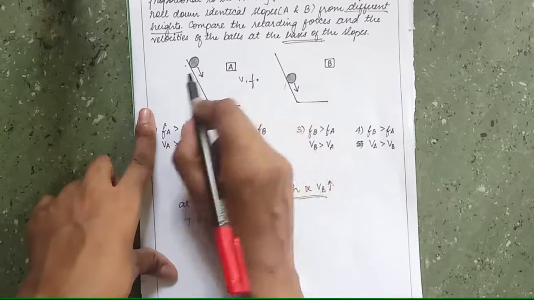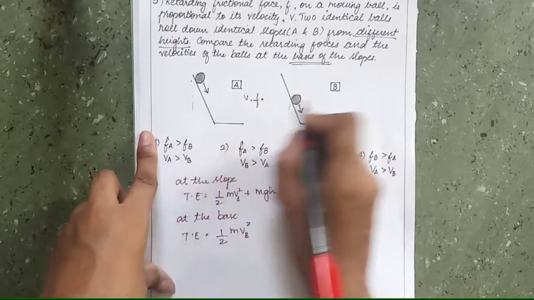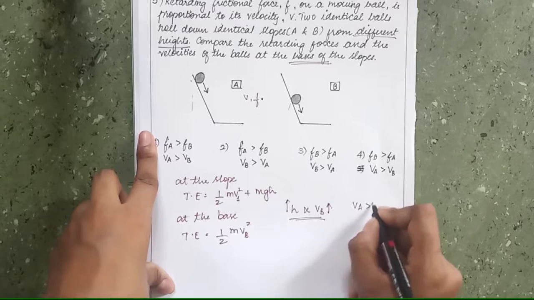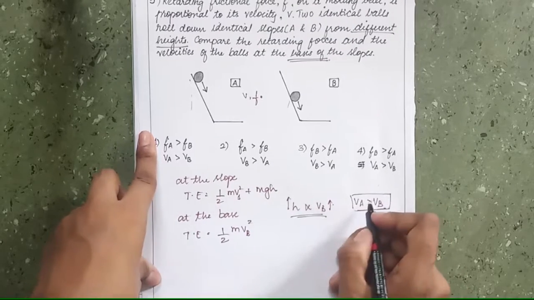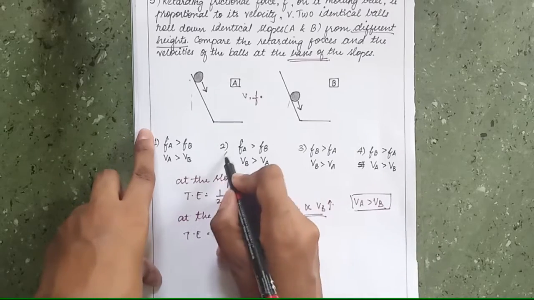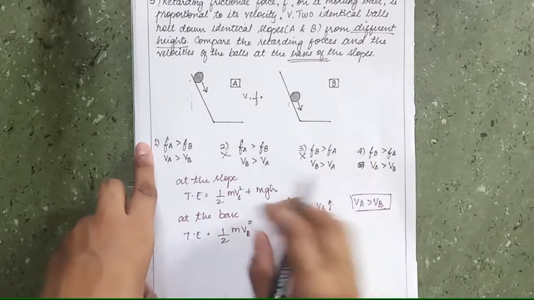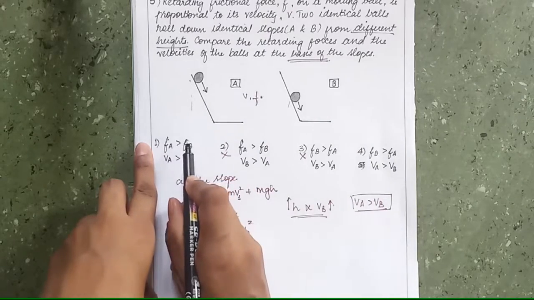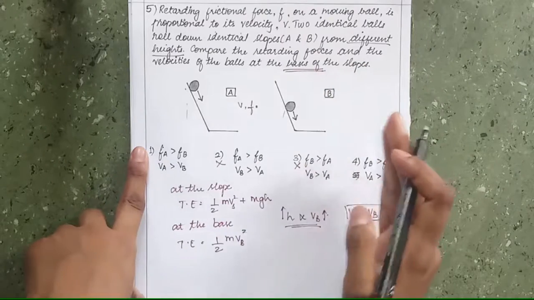So, here these two balls are differing only in the height. So, Va is going to be greater than Vb. This is the conclusion from this inference. So, we can easily eliminate options 2 and 3. Now, among 1 and 4, this is the trickiest part, because frictional force, as we know, is the force that is going to oppose, that is, it is going to retard the motion further.